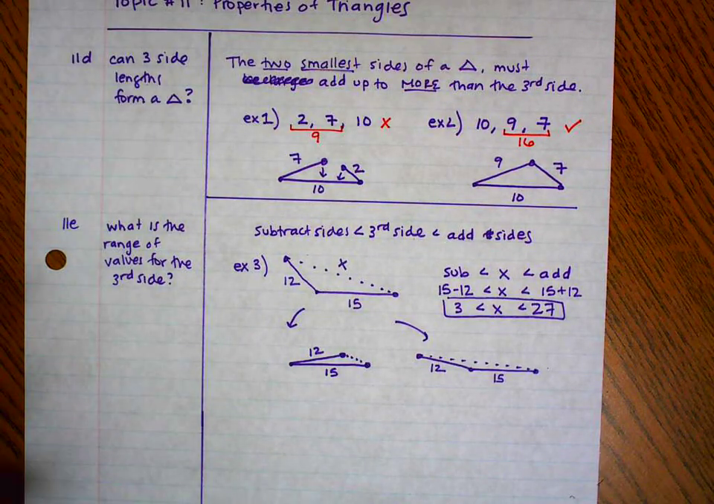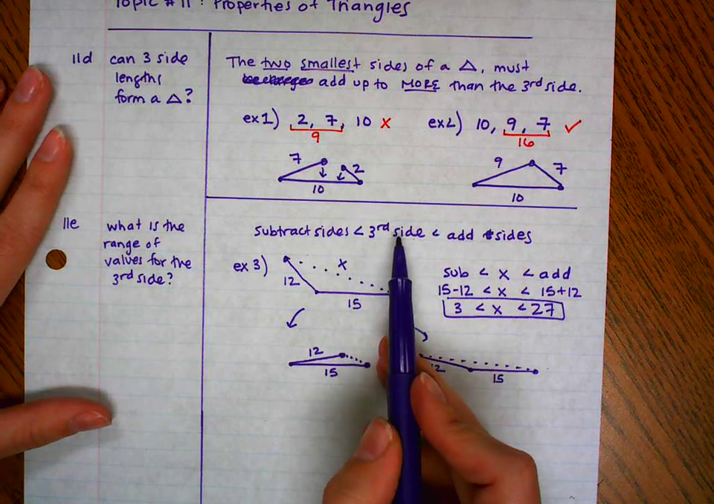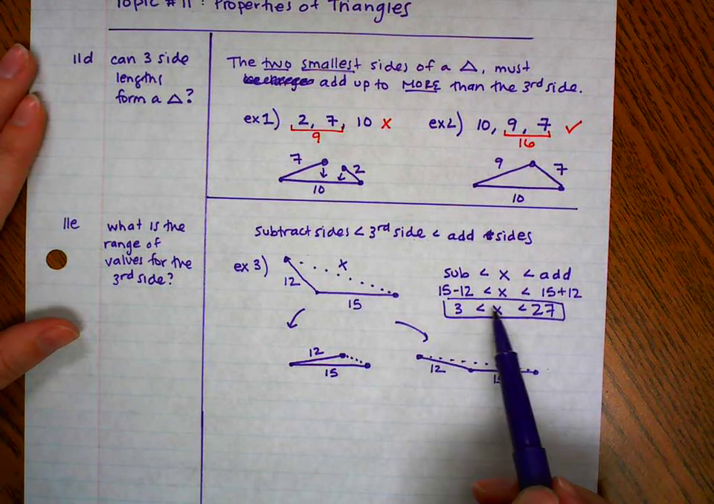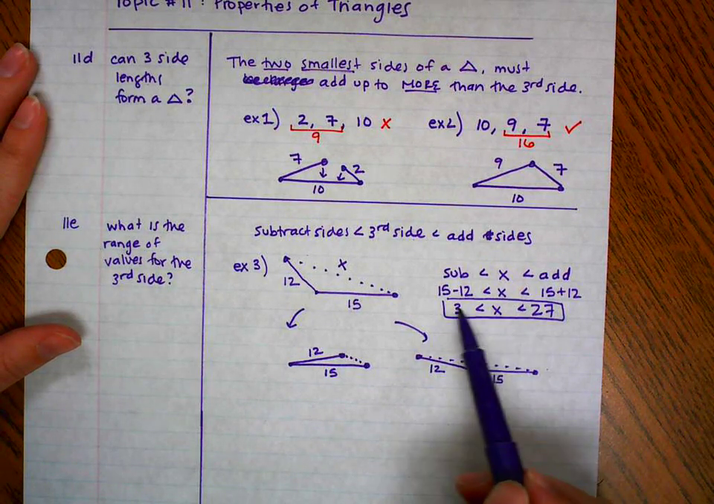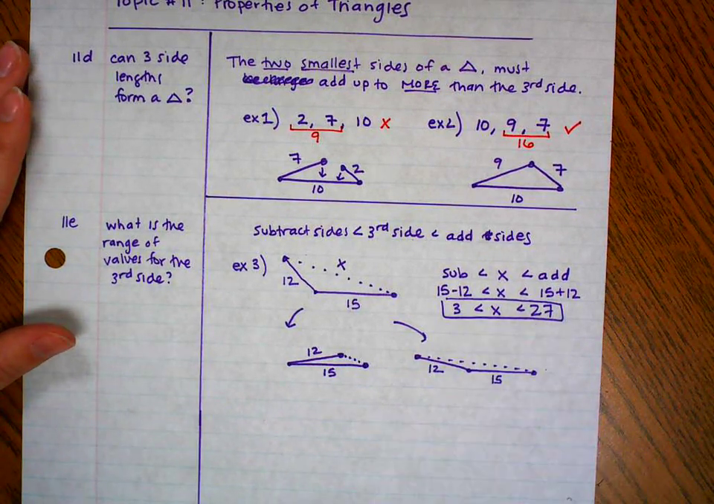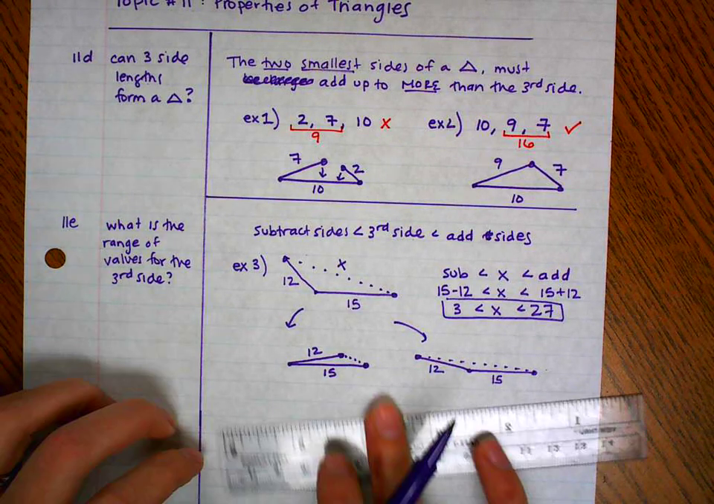So the range of values for my 3rd side is going to be the inequality such that it is bigger than if you subtract the other 2 side lengths, and it's going to be a little bit less than if you add them together. Okay, so that's the range of the 3rd side.